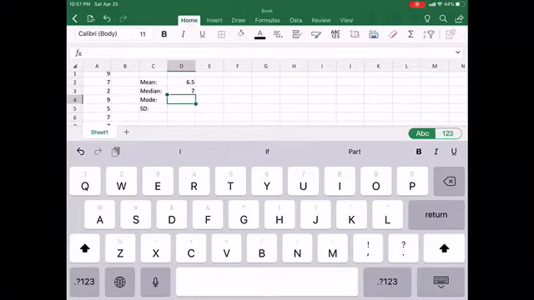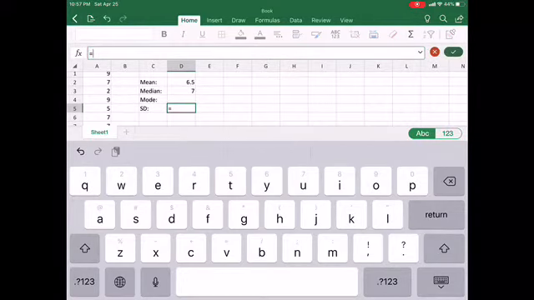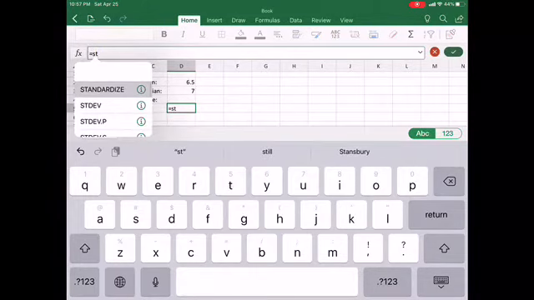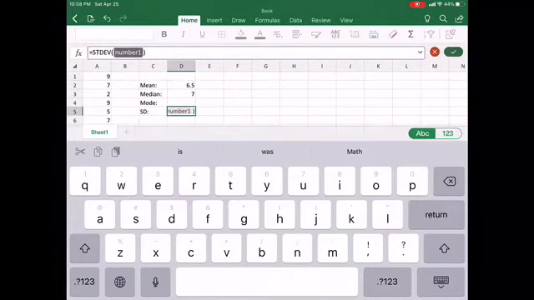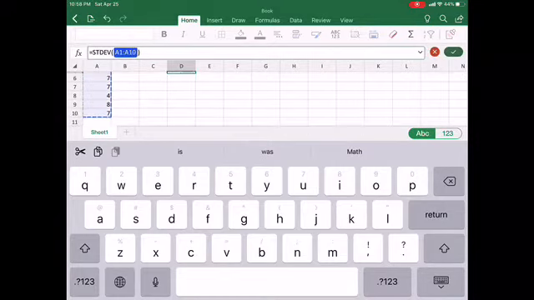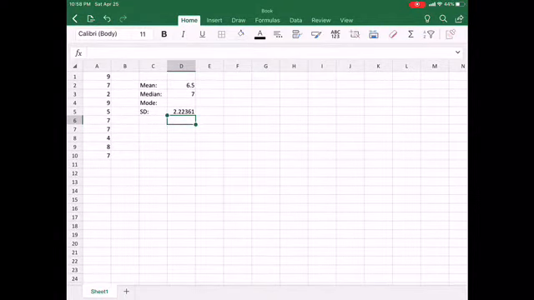Now Excel can't find the mode, so we're going to have to figure that one out on our own, but standard deviation it can do. So I type equals again so that Excel knows I want it to calculate something, and then I'm going to start typing in ST for standard, and notice how it pops up with STDEV, which stands for standard deviation. So once again, I have to tell Excel which numbers I want the standard deviation of. So I select my first value, and then I just drag this little box down so that it highlights all my numbers. And Excel tells me that the standard deviation is 2.22.